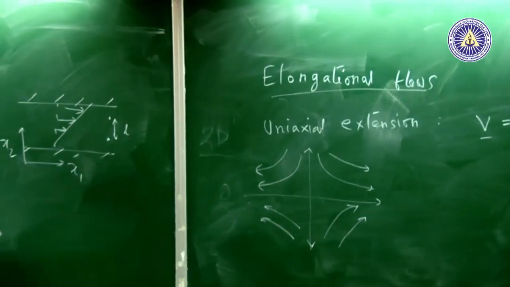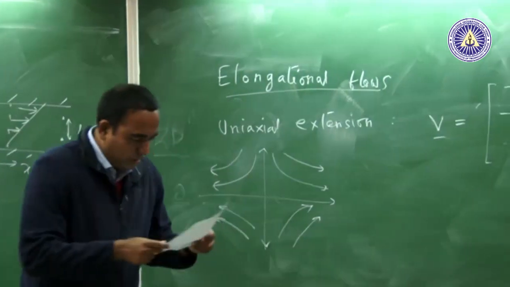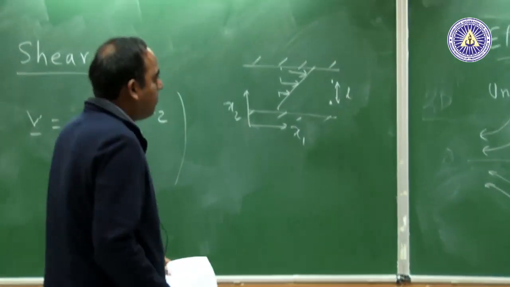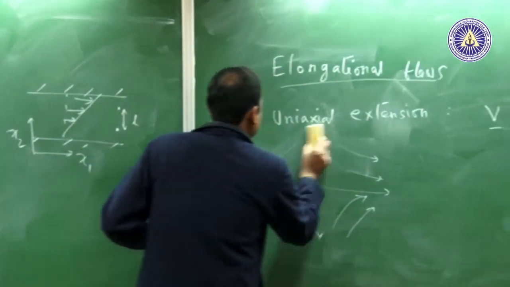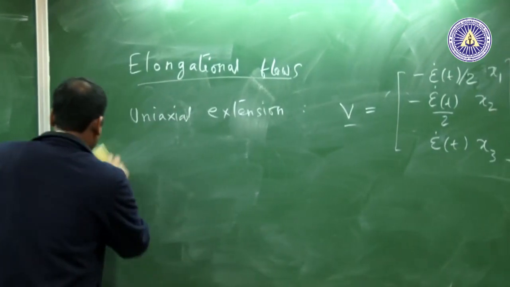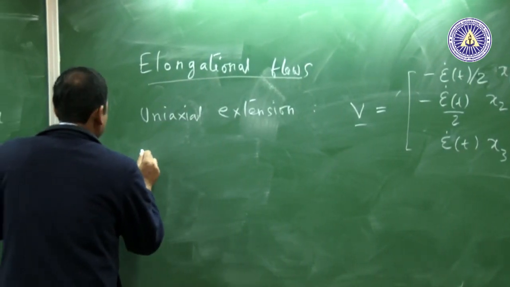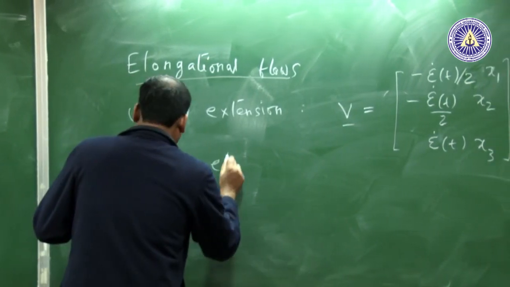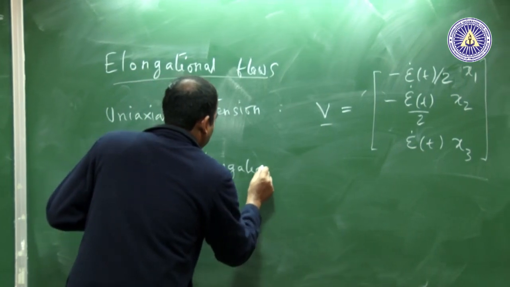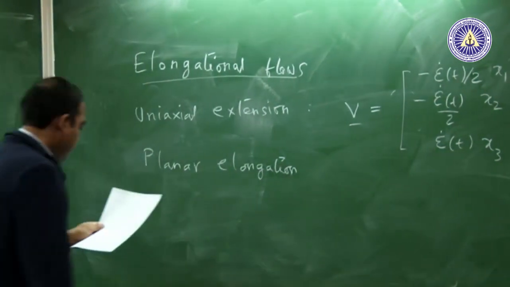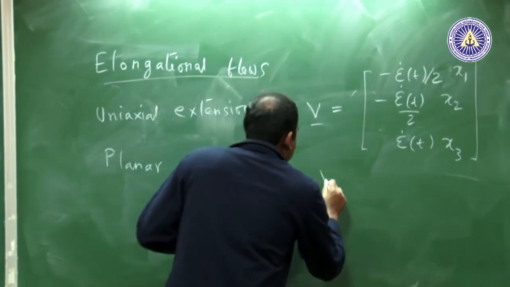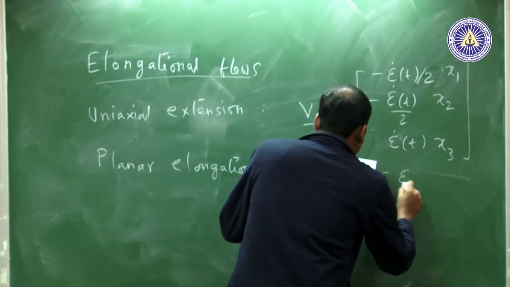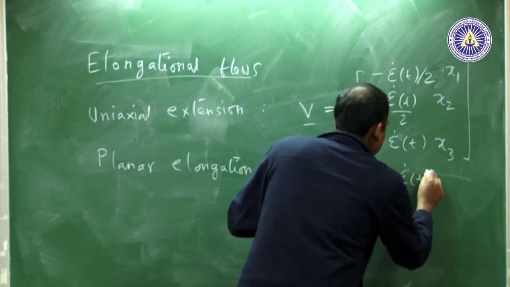Now, there are variants to the elongational flows as well. So, you can have uniaxial extension, which is important, and then you can have some other variants. One of them is the planar version of the extensional flow. The planar is again very similar to a uniaxial extension, except that the velocity profile only has two non-zero components.